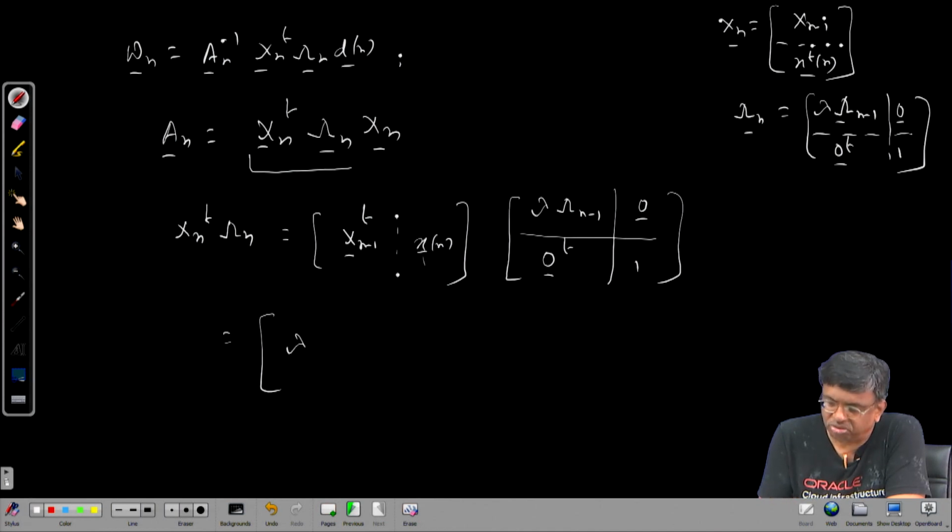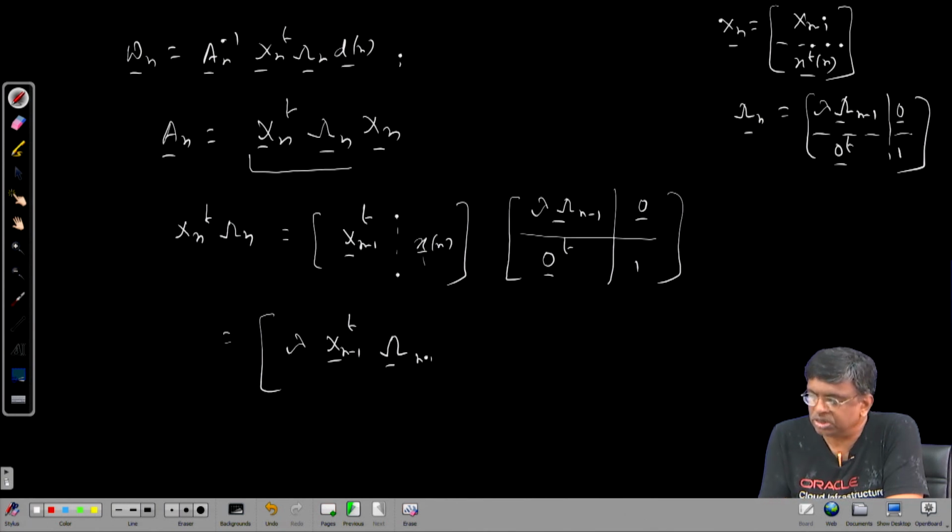So, lambda I can take in the front, then this matrix times this, plus x n into 0 transpose. X n is a column vector, 0 transpose is a row vector. So, every element of the column into a 0 will give a 0. So, it will be an all 0 matrix. When you multiply, you get a 0 matrix with all elements 0, very simple. So, that when added with this contributes nothing.